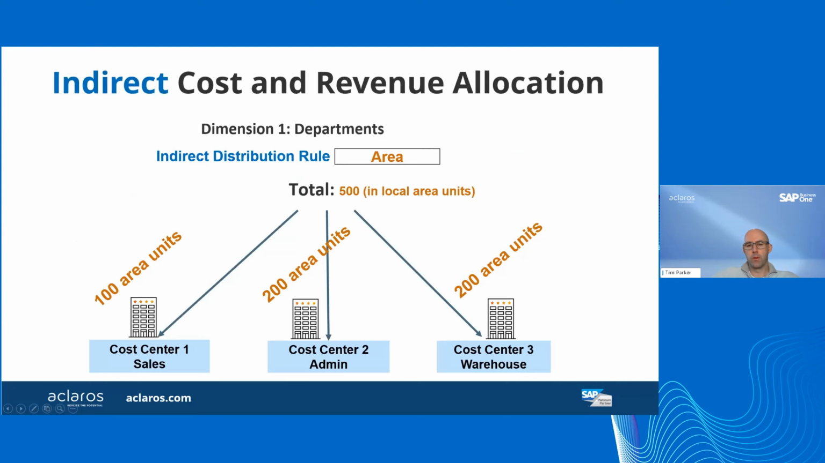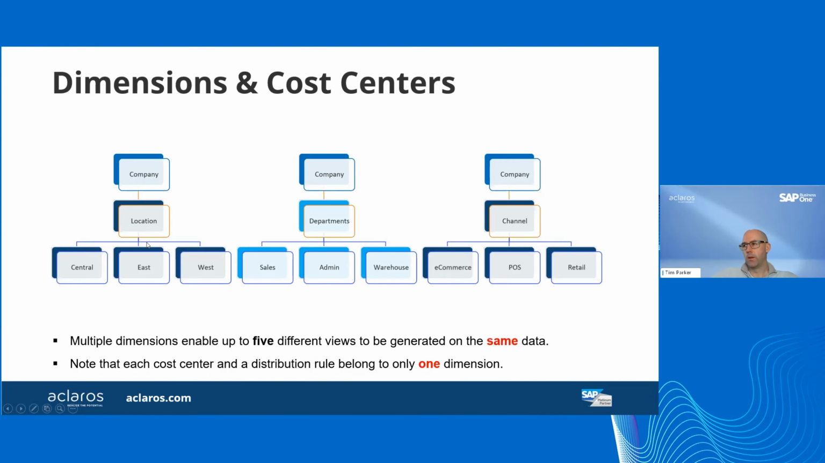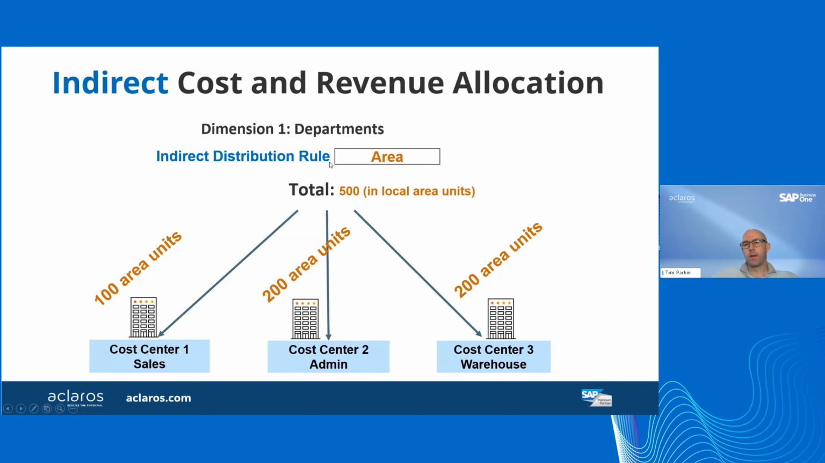When it comes to indirect cost and revenue allocation, if you look at a department dimension, like we just had, department: sales, admin, warehouse, you could want a rental expense to be split across various different departments. So if it's $500 worth of rental expense, you can make a distribution rule called area. If the total area of the whole building that your business occupies is 500 square feet, 100 square feet is sales, 200 is admin, and 200 is warehouse.